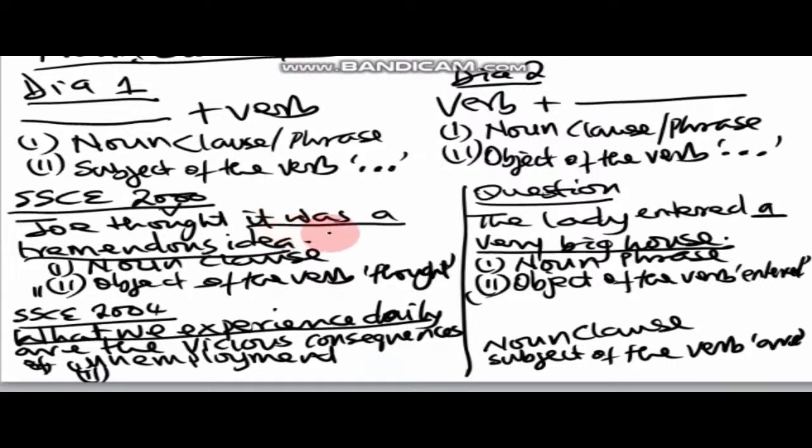Now, is it a clause or a phrase? Remember again, it is what? A clause. How do we know it's a clause again? It contains was. Was is a past tense verb. So that makes it a clause.